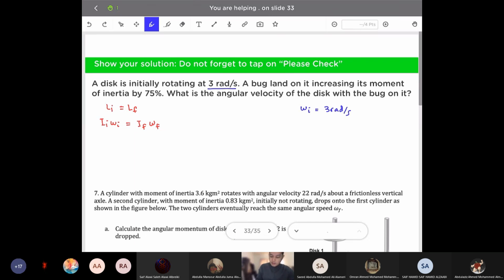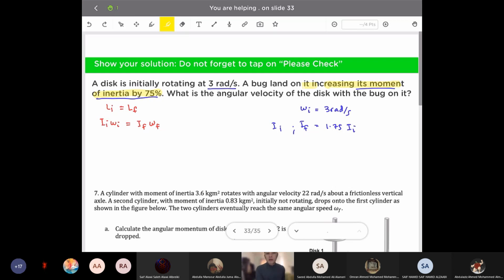And we are given that the final moment of inertia increased by 75%. So if our initial moment of inertia is I, then our final moment of inertia is 75% more than the initial moment of inertia. So we could say 1.75 I initial. So this is what we mean by the statement increasing its moment of inertia by 75%. That means our final moment of inertia is 1.75 of the initial moment of inertia.